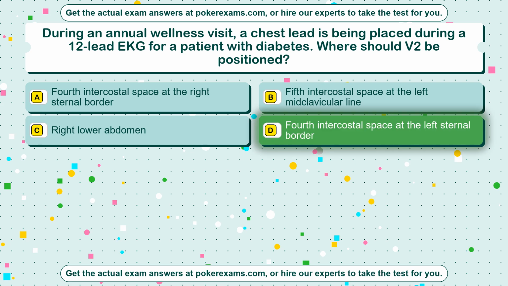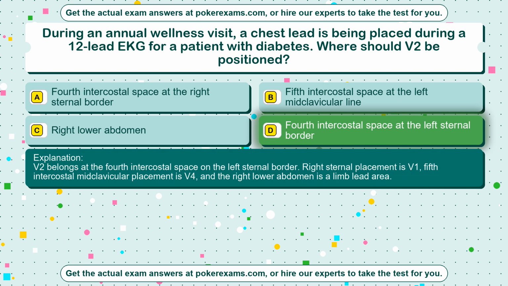The correct answer is option D. 4th intercostal space at the left sternal border. V2 belongs at the 4th intercostal space on the left sternal border. Right sternal placement is V1. 5th intercostal midclavicular placement is V4, and the right lower abdomen is a limb lead area.